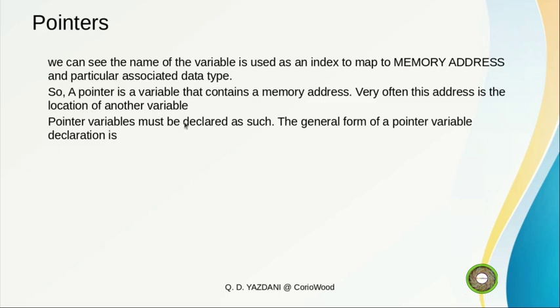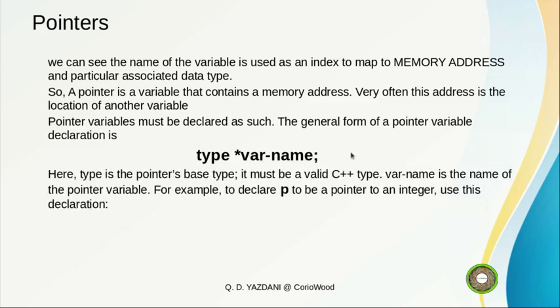Pointer variables must be declared as such. The general form of pointer variable declaration is type, then star, then variable name. You can put int, char, float, double, whatever data type you like, and you can put a variable name. You can put anything you like, A, B, C, X, Y, Z, as long as it's not a class or function or any reserved word. In my case I put yes, so it means yes Danny.